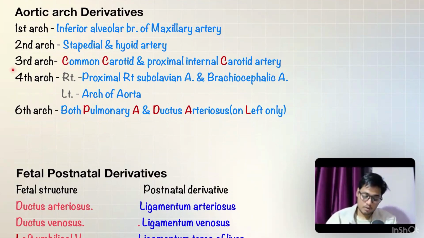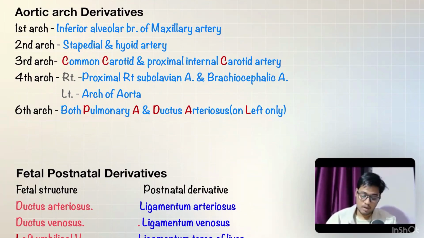Coming on to the third arch. Third arch forms the common carotid artery and proximal internal carotid artery. Third arch, C is the third letter of the alphabet, so C comes in the third part, common carotid and internal carotid. From fourth arch, right fourth arch forms the right subclavian and brachiocephalic artery, and left fourth arch forms the arch of aorta. From sixth arch, you can remember pulmonary artery and ductus arteriosus only on the left side is formed.